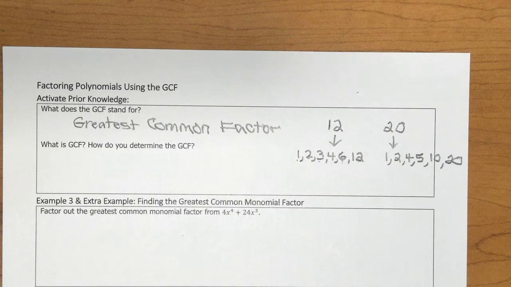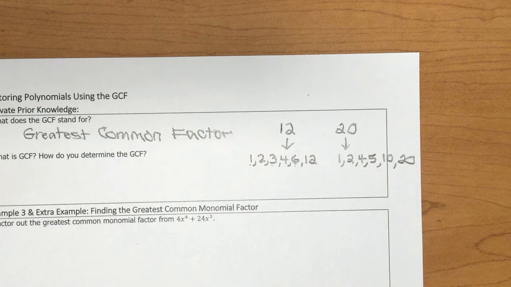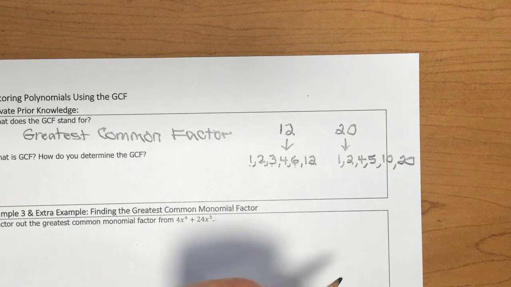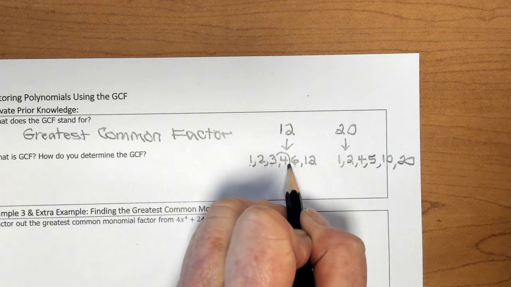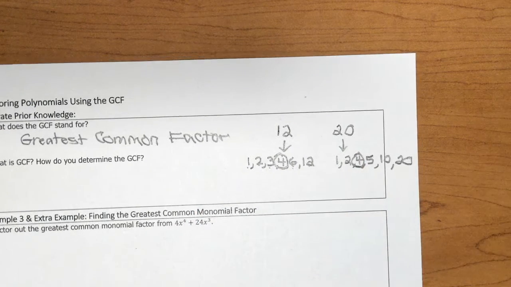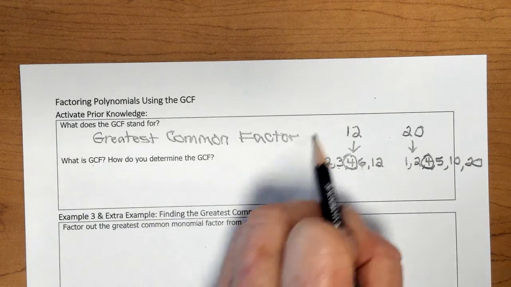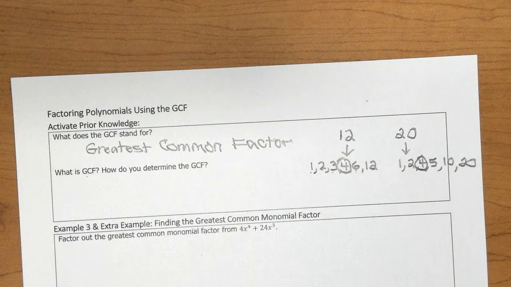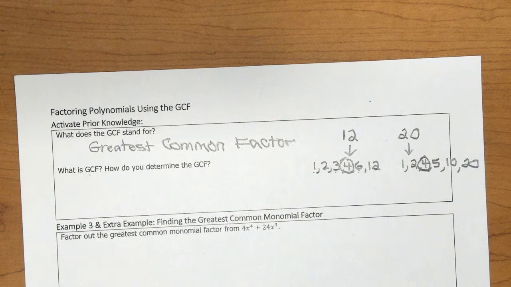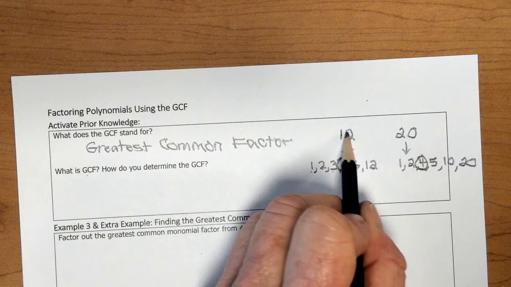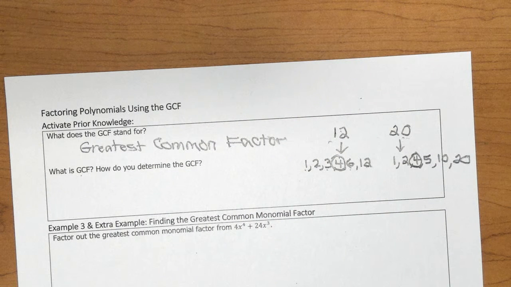So again, I know that these are all factors of each of those numbers, and now what I'm doing is looking for the biggest number that they both share, that's in common with both lists. And if I look at that, I see that that number is 4. So, what is the GCF and how do you determine it? Well, I just explained how to determine the GCF. The greatest common factor is the biggest factor that sits in the two numbers that you're being asked to factor out.